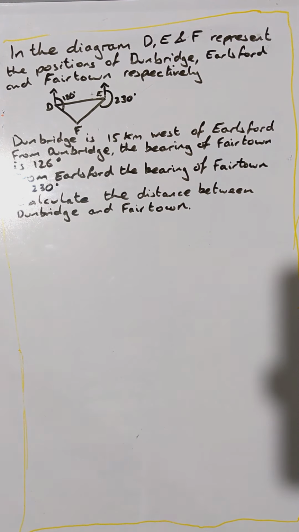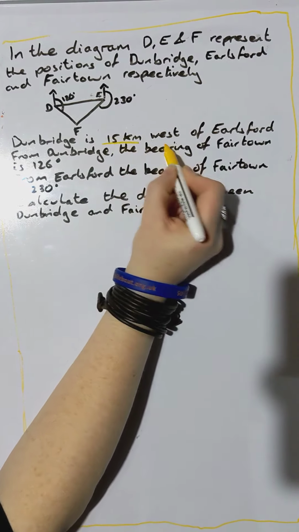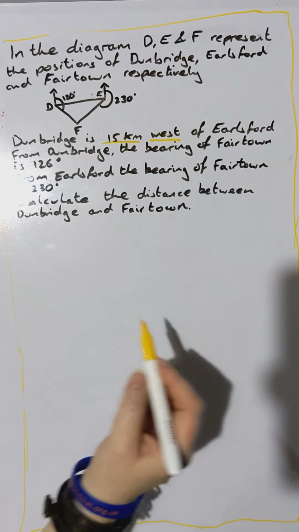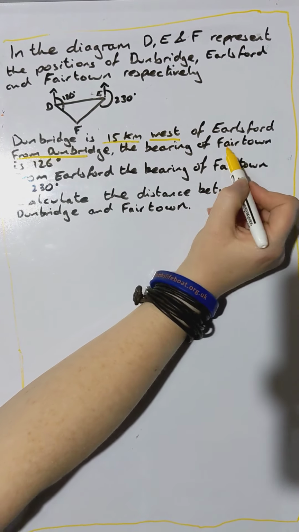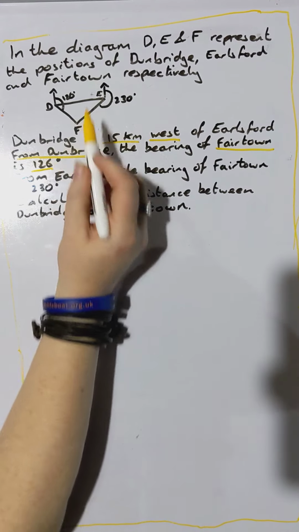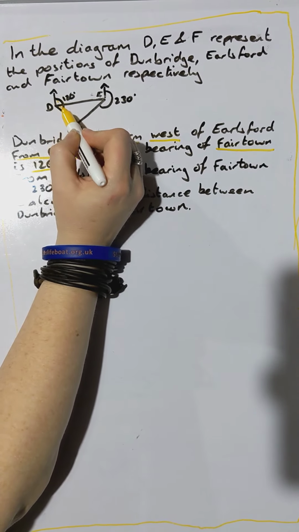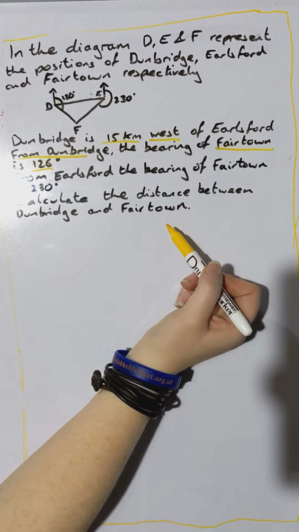This is quite a complicated question. Again, another past paper question. We're told in the diagram, D, E and F represent the positions of Dunbridge, Earlsford and Fairtown respectively. Dunbridge is 15 kilometres west of Earlsford. That's 15 kilometres west. And from Dunbridge, the bearing of Fairtown is 126 degrees. And that's this one here, the full 126 degrees.